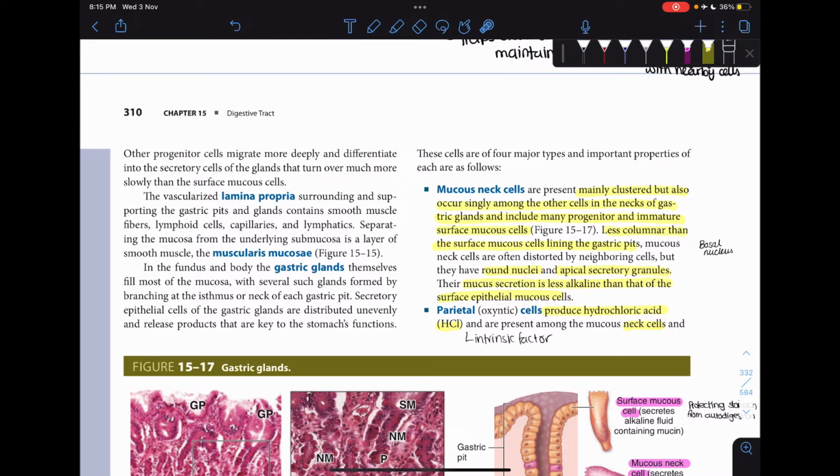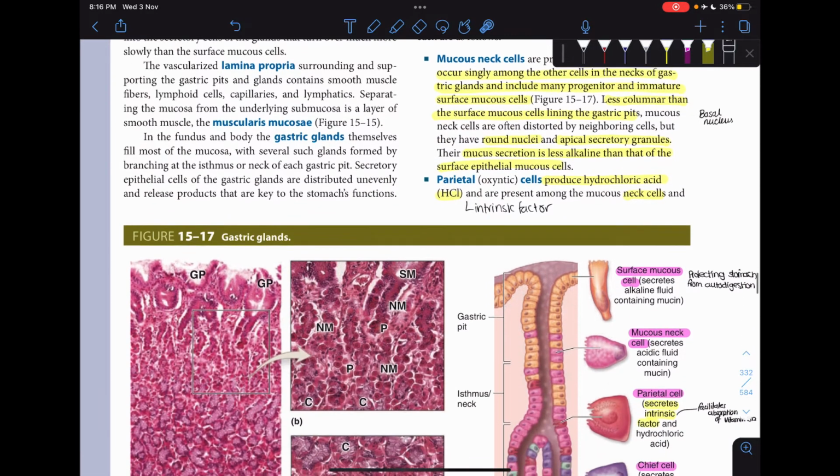Okay? So, recap, mucous neck cells present mainly in clusters, can be found singular. They have many progenitor and immature surface mucous cells. They are less columnar. They have a round nucleus, which is basal, and they have apical secretory granules, and their secretion is less alkaline than that of the surface mucous cells.